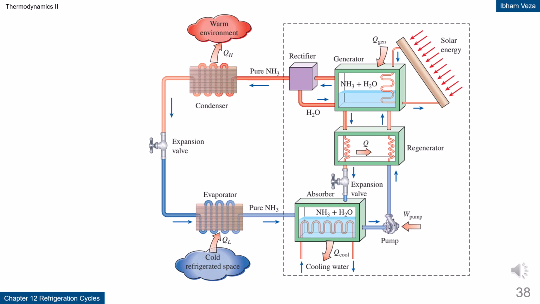Absorption refrigeration system schematic. This system uses a fluid pair, such as ammonia and water, to produce a cooling effect without a main compressor. Heat energy, for example, from solar energy, is used in the generator to separate ammonia from water. The ammonia then undergoes condensation, expansion, and evaporation like in a conventional system. After that, the ammonia is absorbed back into the water in the absorber. In this way, thermal energy can be directly used to produce cooling.